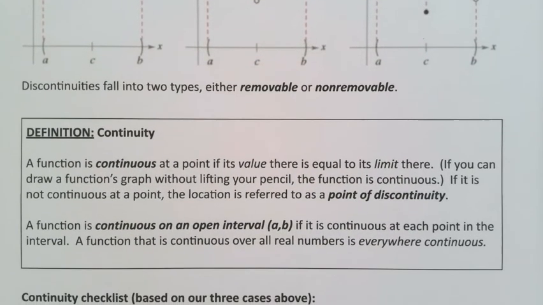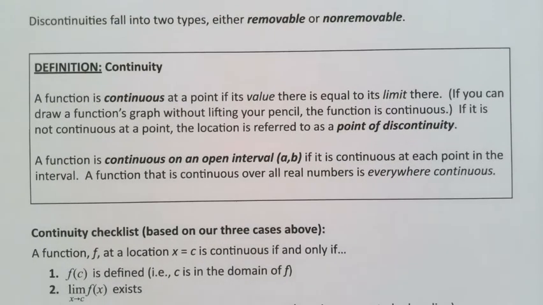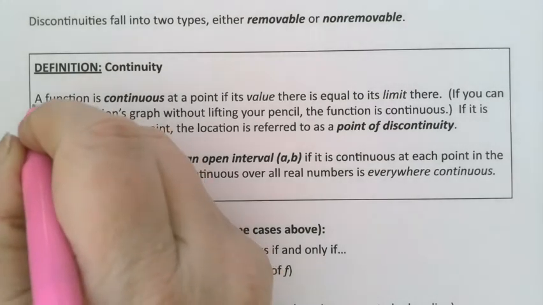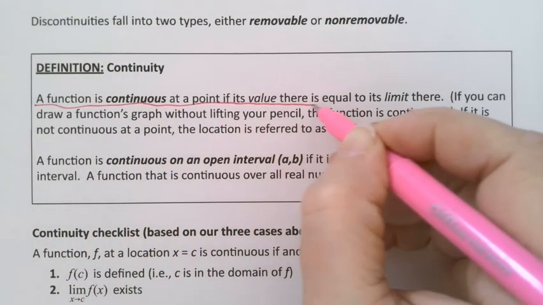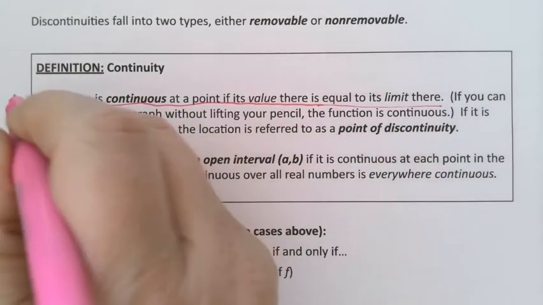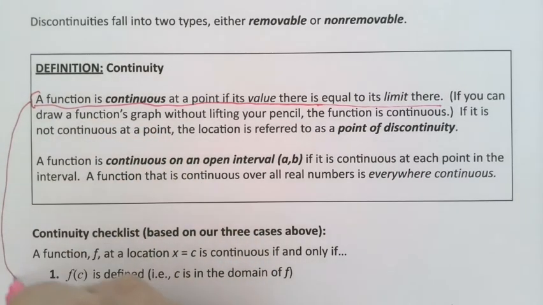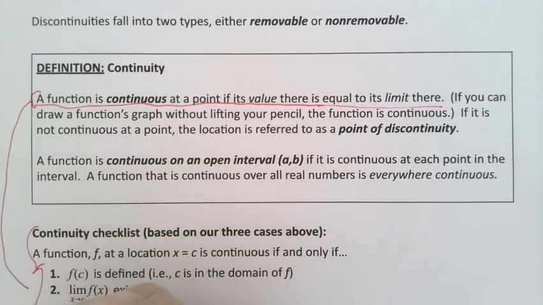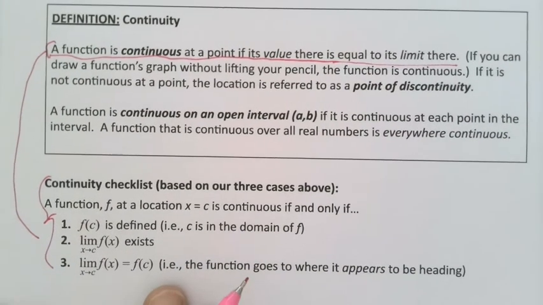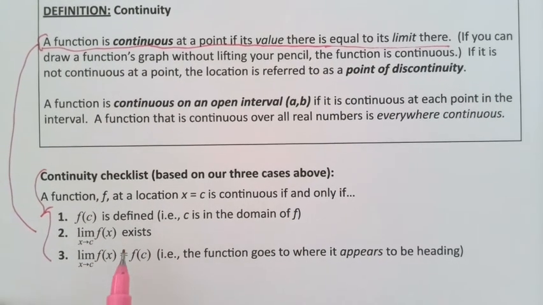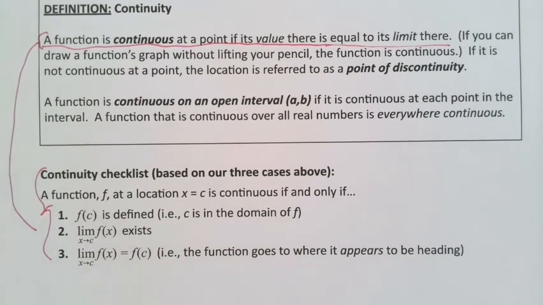All right, like I already said, continuous means that, well, this is the actual definition. It means that at a point the value exists and the limit exists and they're the same. And I personally think it's easier if we write it as a checklist. So this definition right here, the function is continuous at a point if the value there is equal to its limit. That is defined by this checklist down here, in particular these three items, right? So you have to have the function value, you have to have the limit value, and they have to be one and the same.